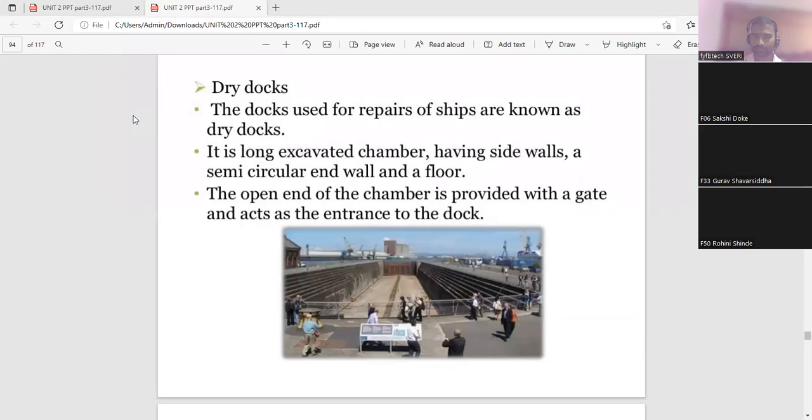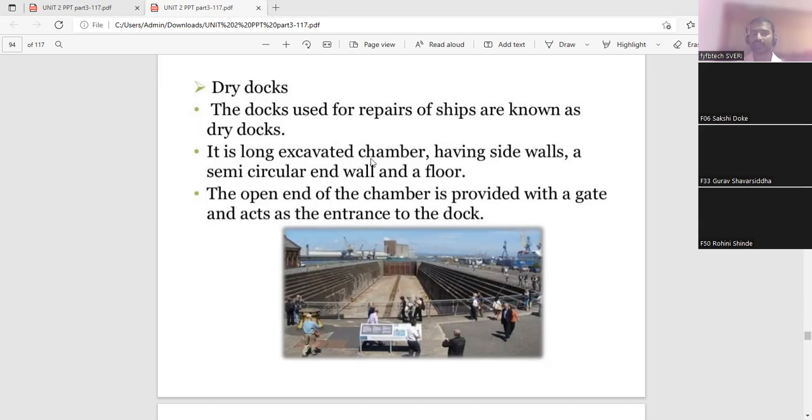See in the figure. The dock is constructed. The ship will come here through the entrance level, and surrounding the ship, is there any water inside this one? No, sir. So which kind of dock is it? Dried up. Dry dock.